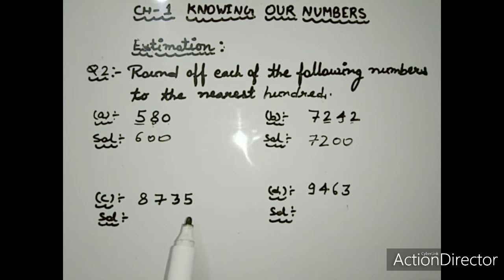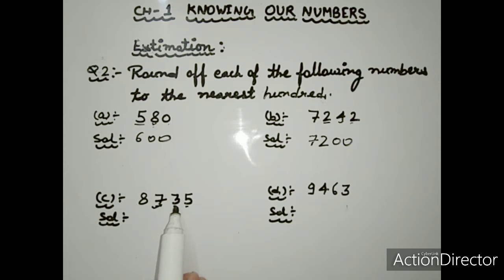Now the C part of this question. Here the number is 8735, and the required place is 100. Again we will check the digit on the right-hand side of the required place, and the digit is 3 here, and 3 is smaller than 5. So the required digit is written the same, like 7 as it is here, and the other digits are replaced by 0. So the number 8735 is nearest to 8700.